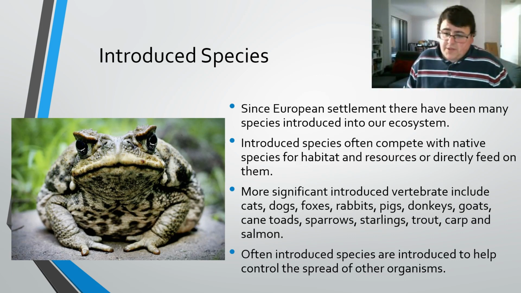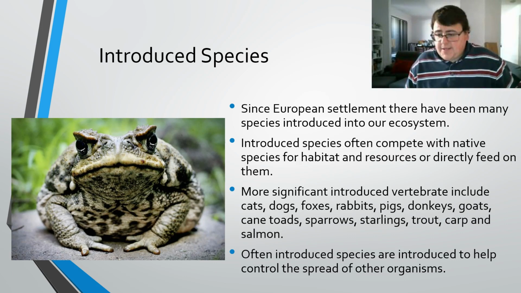Not to mention things like cats, which are directly feeding on them, and they're killing off many of our small marsupials. So feral cats introduced to Australia are going around hunting and killing lots and lots of our native species. Lots of marsupials are going extinct for that reason.